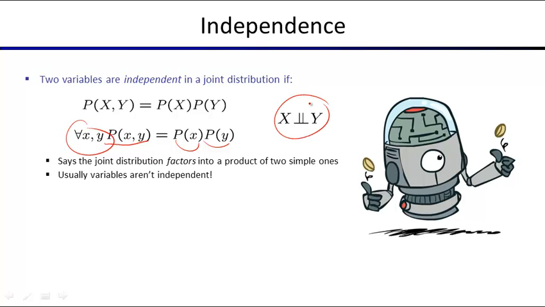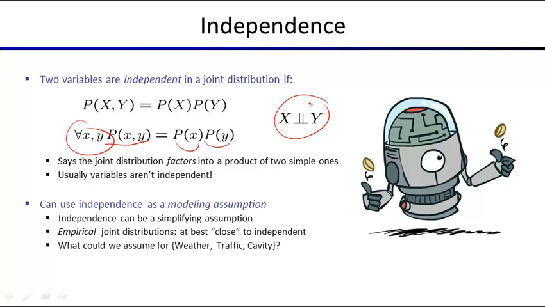Now, what that means is that your original distribution can be written as a product of simpler distributions that are one-dimensional distributions rather than two-dimensional distributions. That's nice because that often simplifies the representation. Typically, it's a modeling assumption. Very few random variables are really independent.